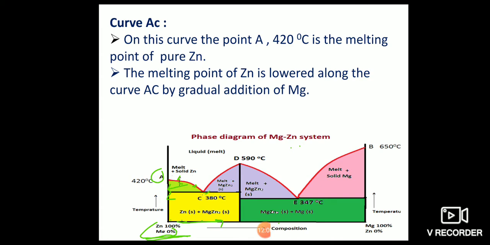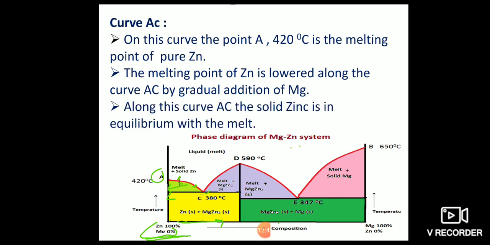And one more thing we have to remember here is, from colligative properties, by adding a non-volatile solute to a system, the freezing point will get lowered. That is depression in freezing point, whereas the boiling point will be elevated. Here the melting point is lowered. That's why along AC, by addition of Mg, the melting point of pure zinc is lowered.